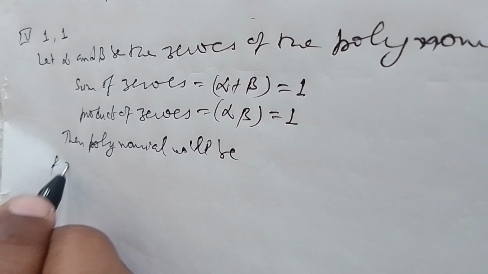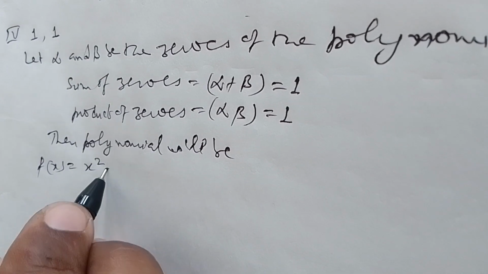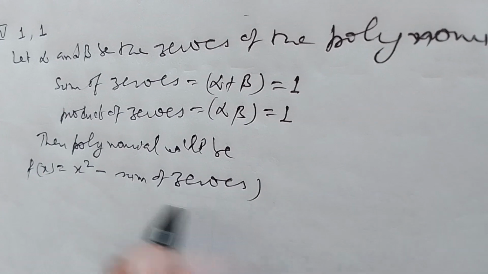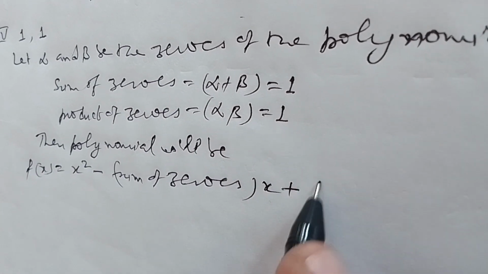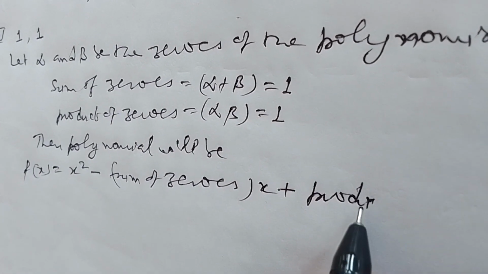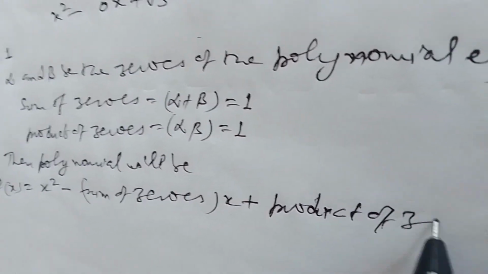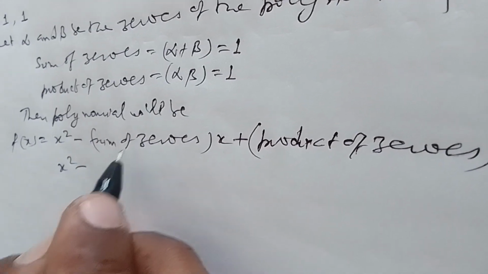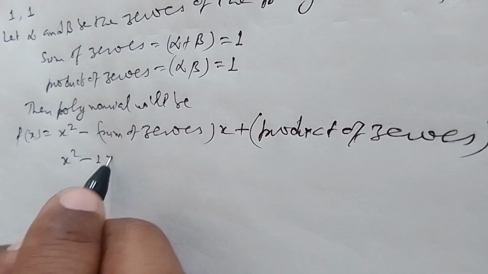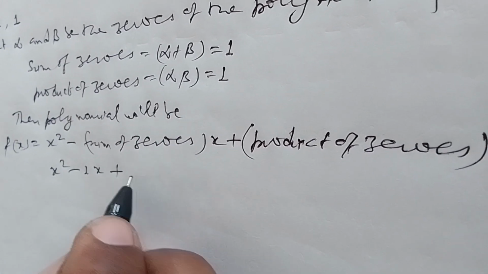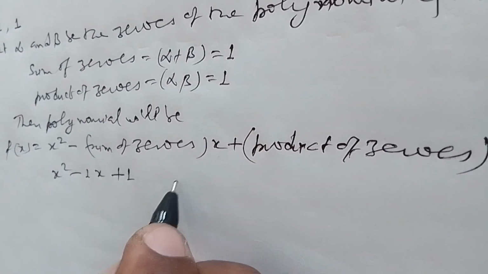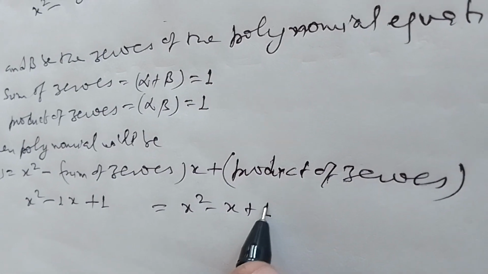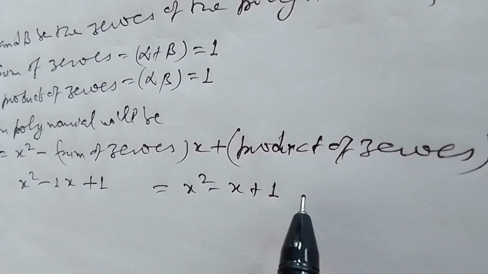function f(x) is equal to x square minus sum of zeros multiplied by x plus product of zeros. So by inserting the values, x square, sum of zeros we have calculated 1, so x, plus product of zeros 1. So the equation becomes x square minus x plus 1. So this is the solution of the fourth part of the second question.